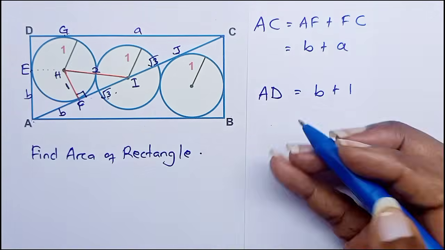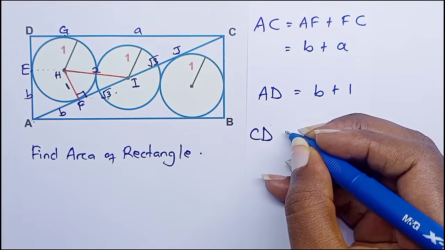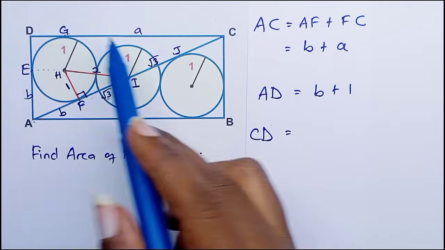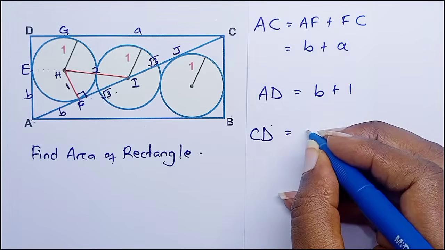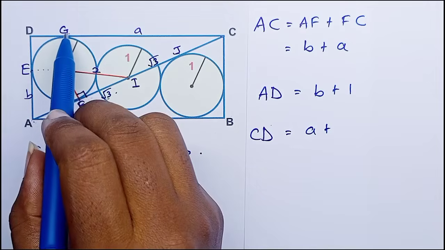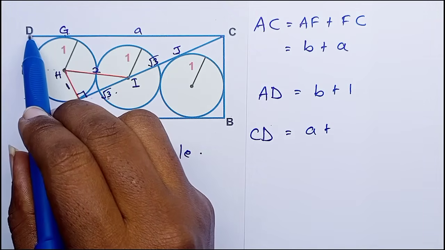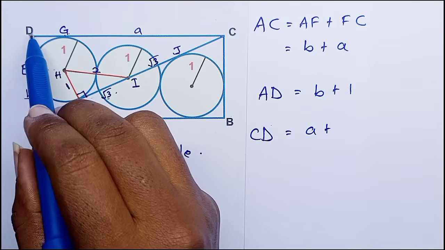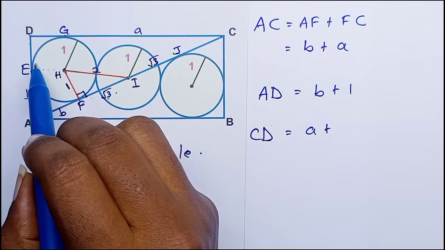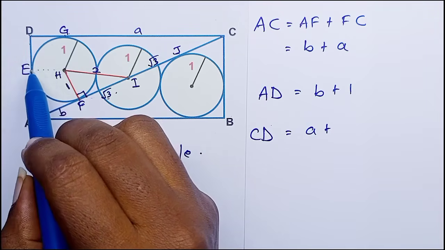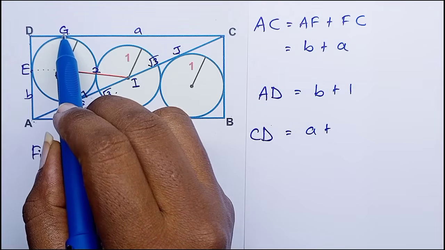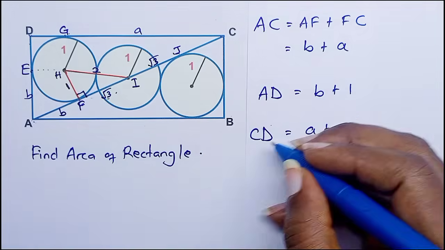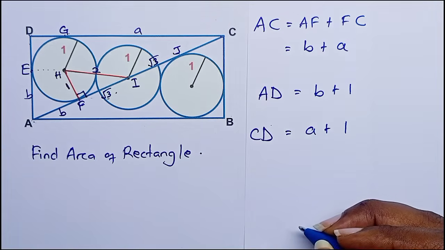And then CD is equal to CG plus GD. So CG is A plus, now this ED is equal to DG because they are segments tangent to a circle and they meet at this point. So ED is 1, also GD is 1, and it's equal to the radius, so it's 1. So CD is equal to A plus 1.